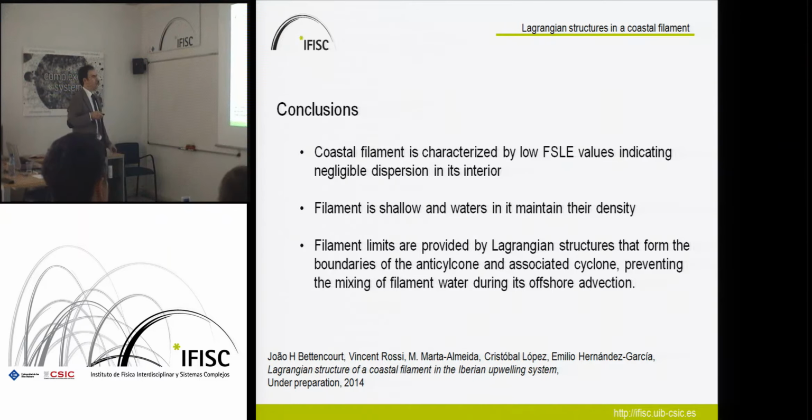The filament limits are provided by the Lagrangian structures that form the boundaries of the anticyclone and the associated cyclone, and they prevent the mixing of the filament water during its offshore advection. And of course, it means that in a Lagrangian sense, there aren't Lagrangian structures directly associated to the filament itself. Instead, the filament is created by the Lagrangian structures that limit the anticyclone and the associated cyclone.